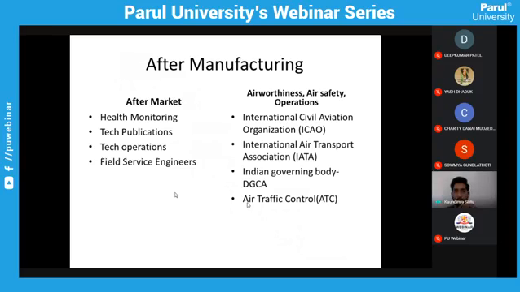First is health monitoring, which is nothing but live analysis of the data which you get. And next is the tech publication. Tech publications are nothing but the technical documents.